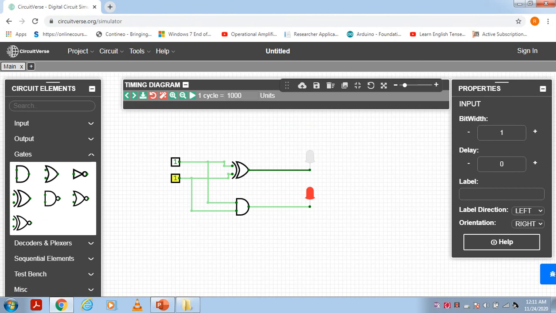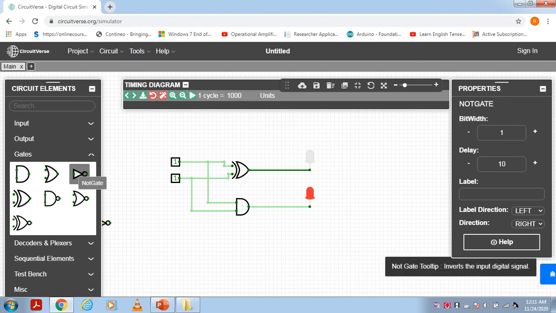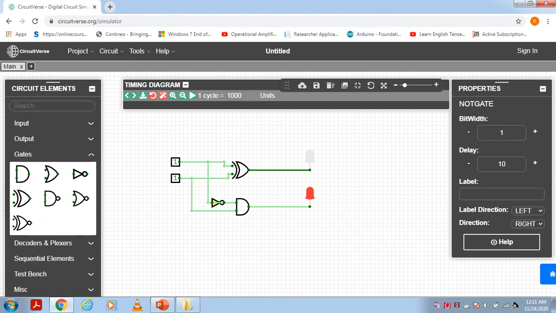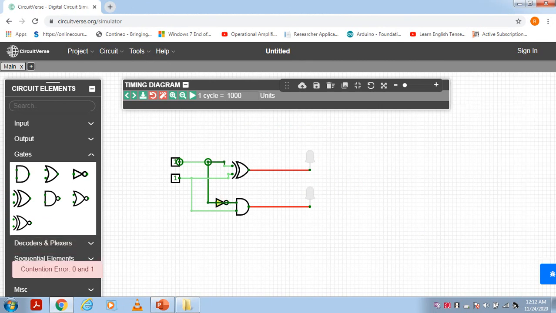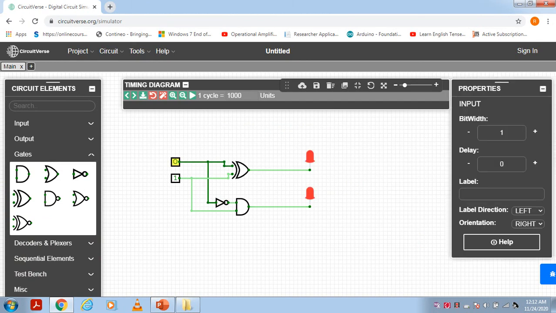So for the circuit diagram here, I need one NOT gate, so I will take it like this and place this. Okay, so I'm going to delete this wire because it's like a short circuit. Okay, that is fine. So now this is the circuit for the half subtractor. 7486 XOR gate, 7408 AND gate, 7404 NOT gate. These are the logic gates required to implement the half subtractor circuit.